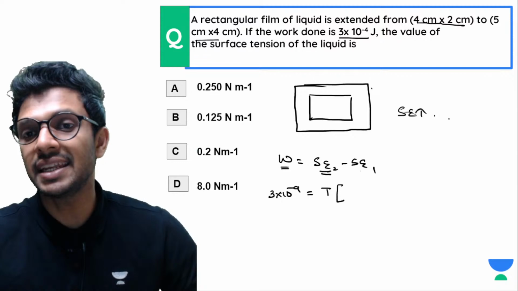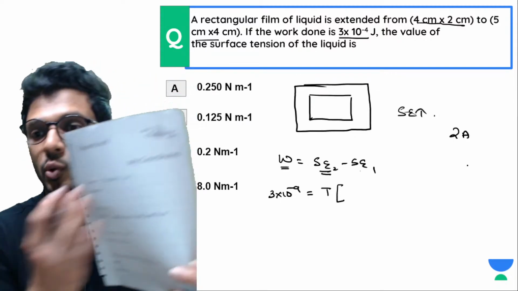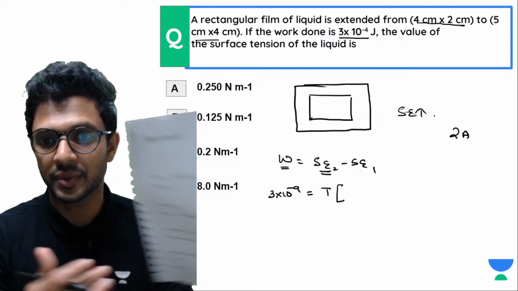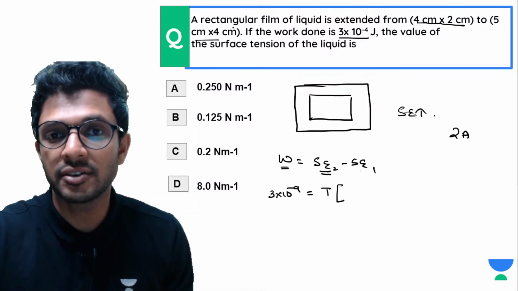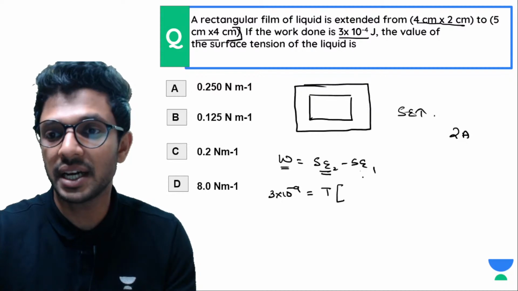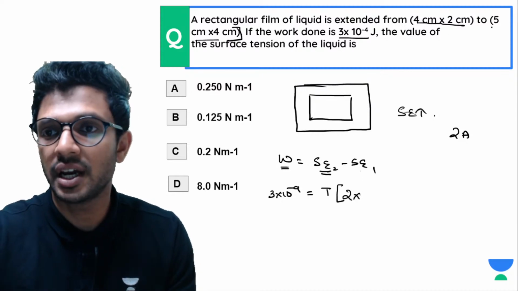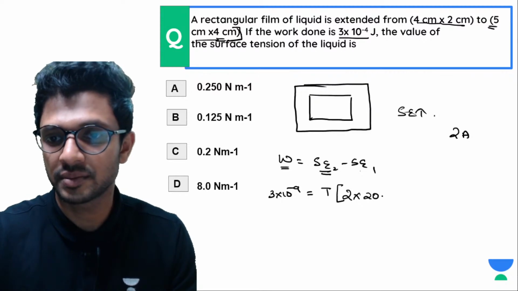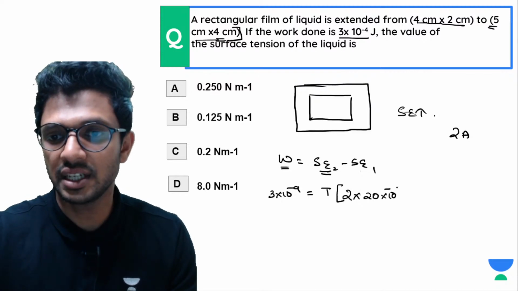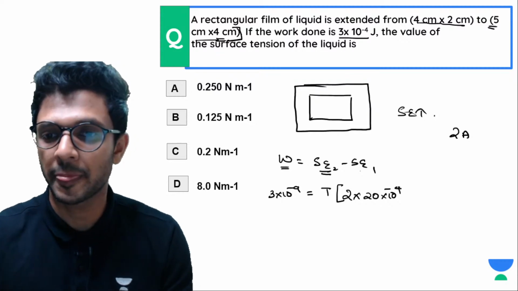So the total area of any film will be 2 times the area of one surface, right? So the area of the second film, the rectangular film that is made, is equal to 2 times the area of it. The area is 5 into 4 centimeter, that is 20. Converting centimeter square to meter square by multiplying it with 10 power minus 4.